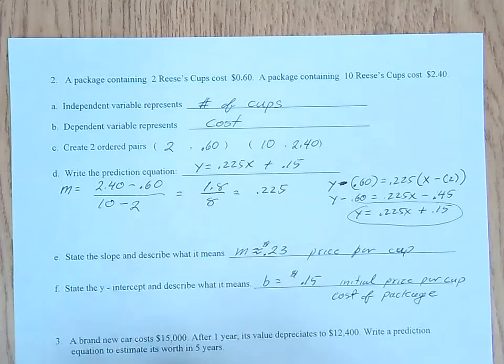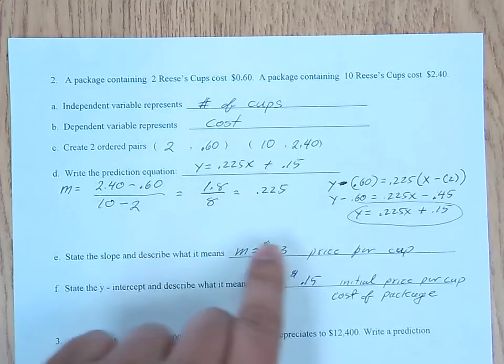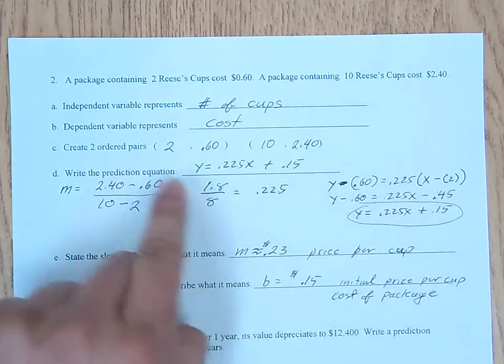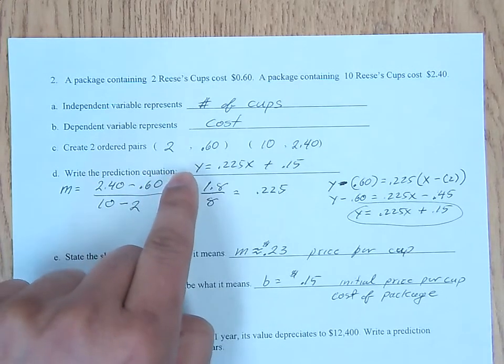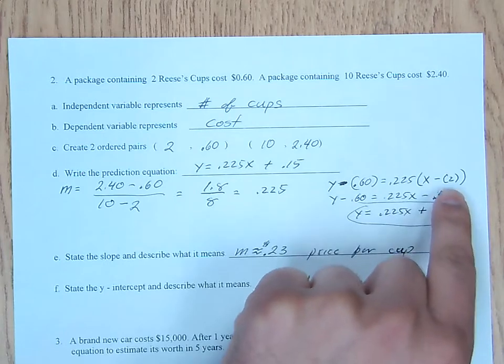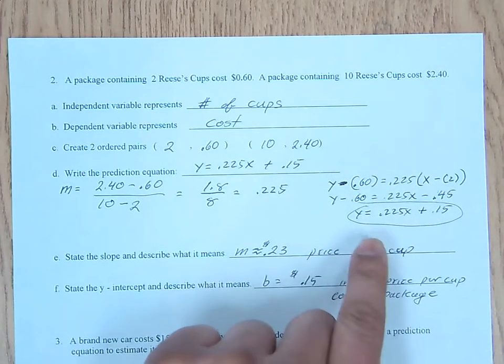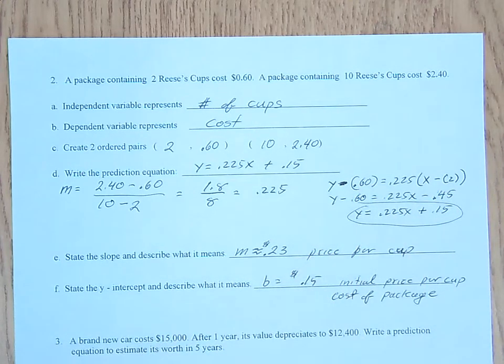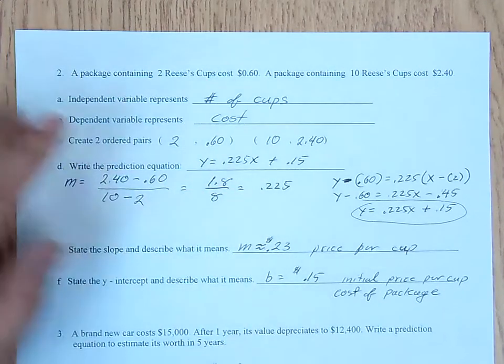Again, first thing we do is find the slope. And the slope is 0.225. Plug that in as our slope. We pick either one of the 2 points. I always like picking numbers that are smaller. So I pick the 2 and the 60 cents. I put the 2 there, the 60 right there. Work it out, and I get y equals 0.225x plus 0.15. And that's our equation.